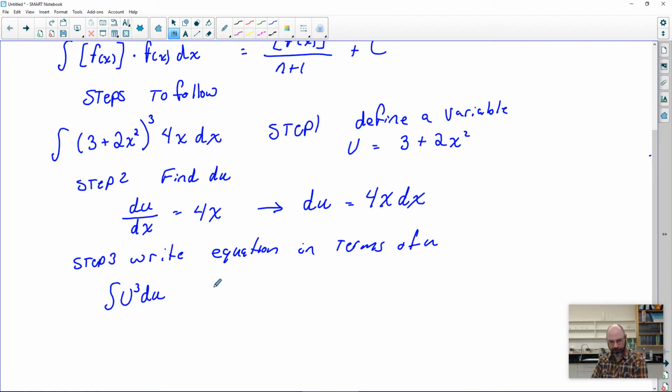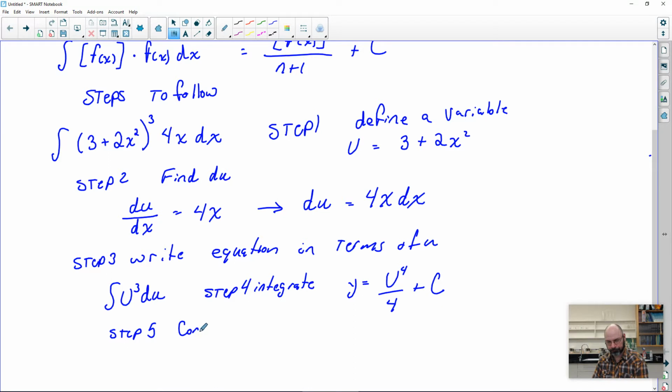So step 4 is to integrate. Okay, so I'm going to integrate now. We have to add 1 to that exponent, right? And then divide by that number. So this is going to equal y equals, obviously, because we're changing it back to f of x or y or whatever you want to call it, u to the 4th over 4 plus c.